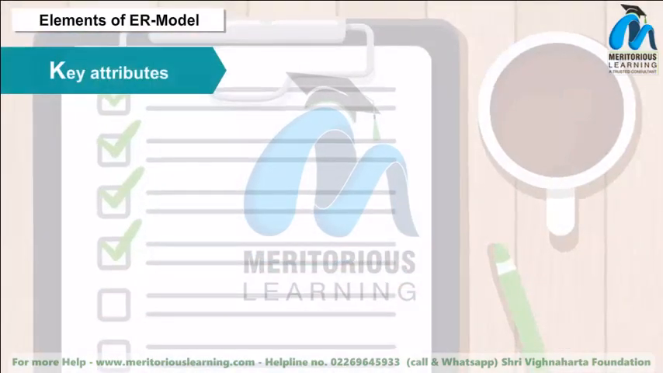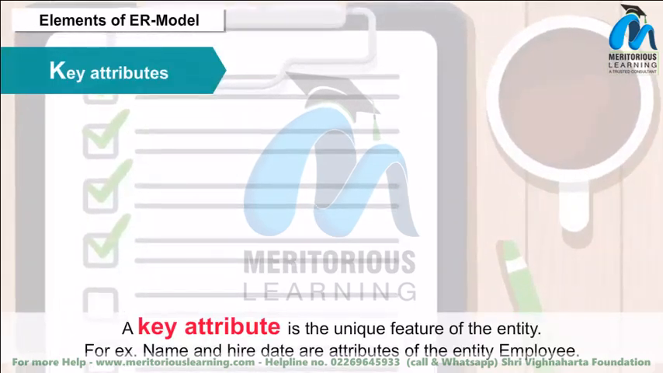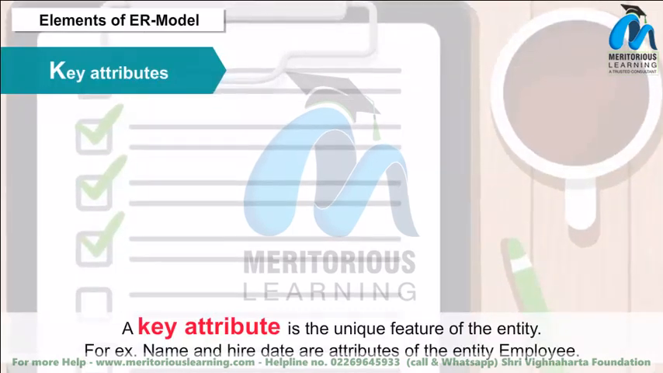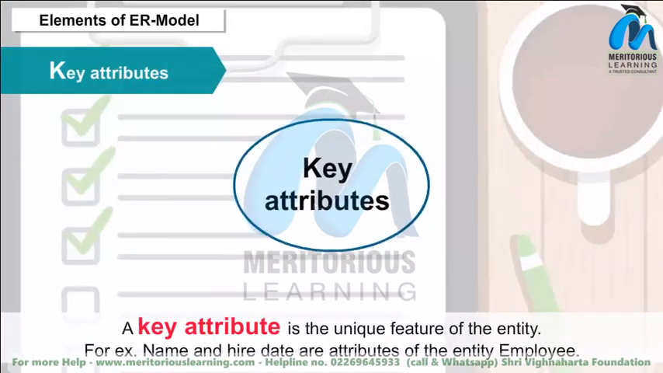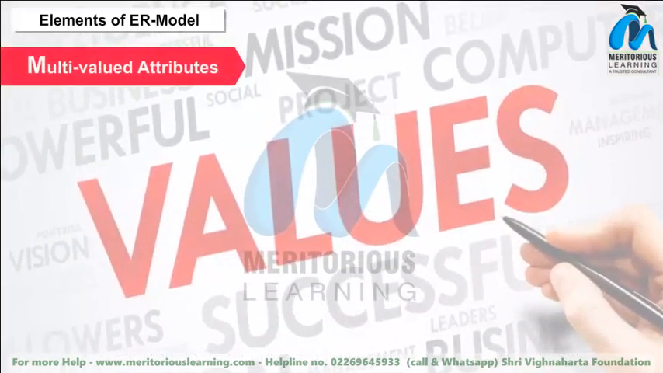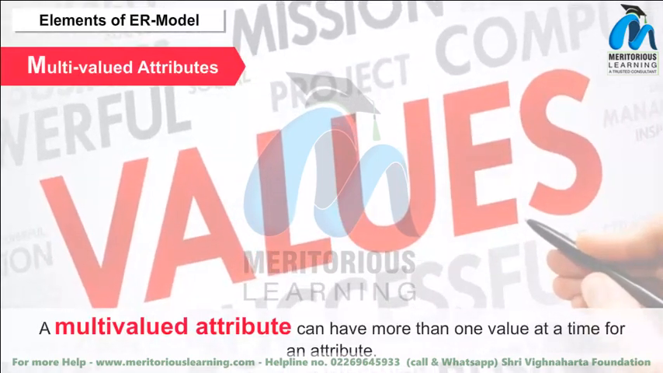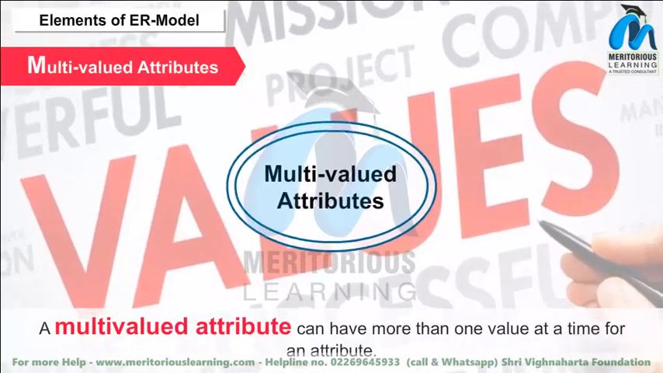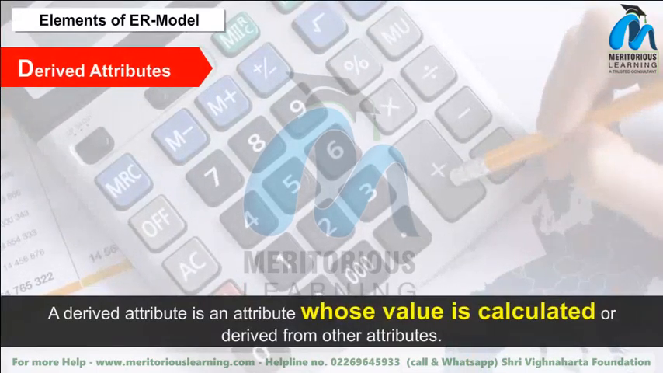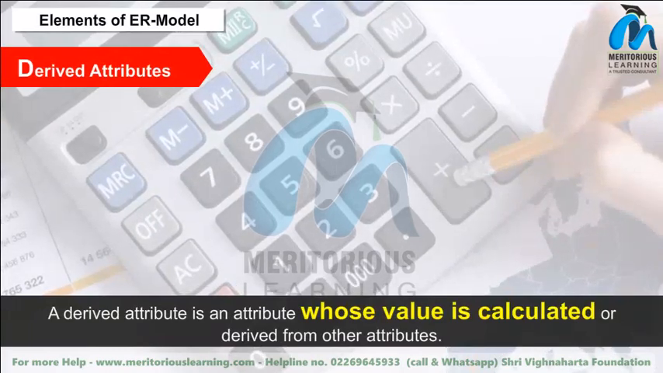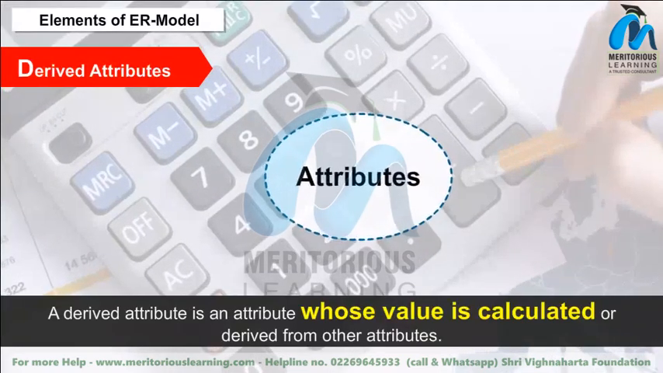Key attributes. A key attribute is the unique feature of the entity. For example, name and hire date are attributes of the entity employee. These attributes are in ovals and attached to their entity with straight lines. Multi-valued attributes. A multi-valued attribute can have more than one value at a time for an attribute. These attributes are in double ovals. Derived attributes. A derived attribute is an attribute whose value is calculated or derived from other attributes. These are represented by dashed line ovals.